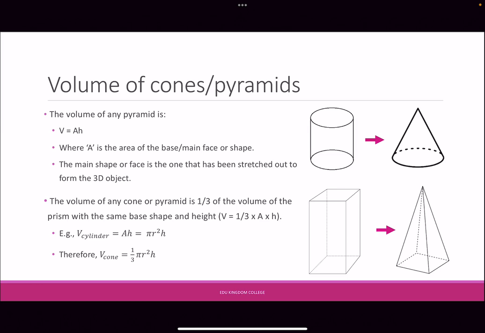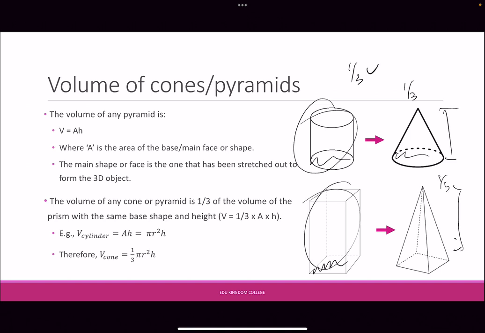If you have a cylinder or a prism, not a pyramid, and you have either a cone or a pyramid with the same base area and shape, plus the same height, then it's going to be 1/3 of the volume of that prism or that cylinder. So the cone is going to be 1/3 of the volume of this cylinder, and the pyramid is going to be 1/3 of the volume of this prism. That's if the base is the same.